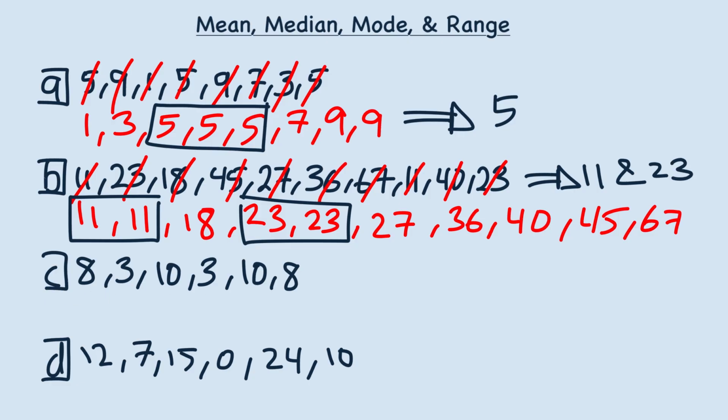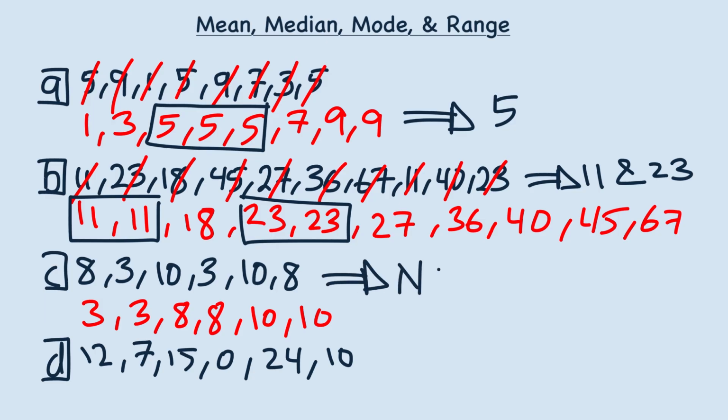Let us jump to example C. The first thing we have to do is to arrange the numbers. So let us do them together. We have 2 3s, we have 2 8s, and 2 10s, right? What we will notice here is that each number appears 2 times. So there is no number that appears more often than the others. In this case, we will conclude that in this example there is no mode.